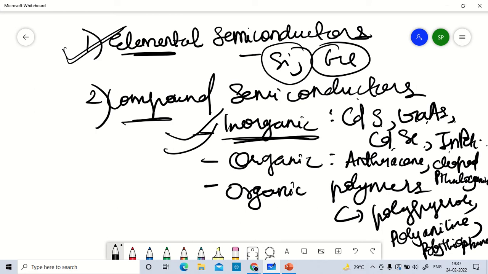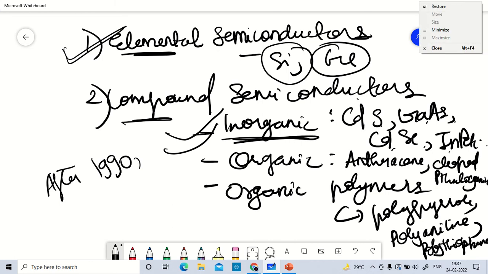So, even though these two are the most important, after 1990 a few organic semiconductors, as well as organic polymer semiconductors, were formed, which tells us that there is a futuristic technology of polymer electronics and molecular electronics.